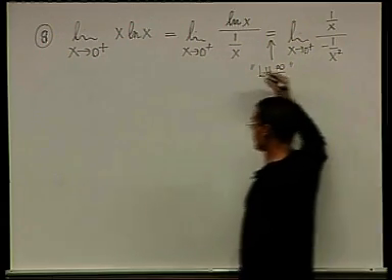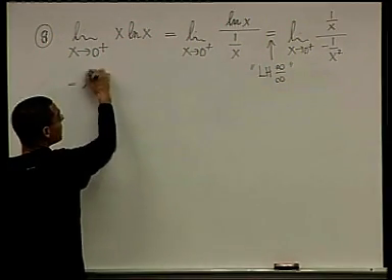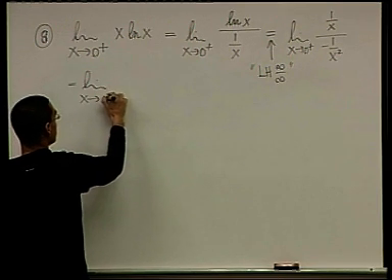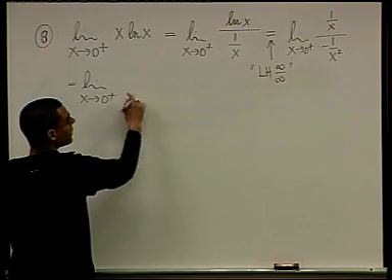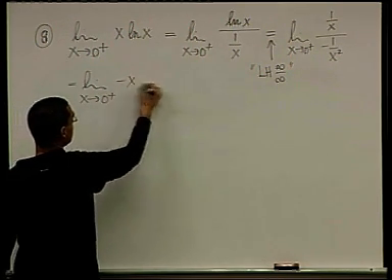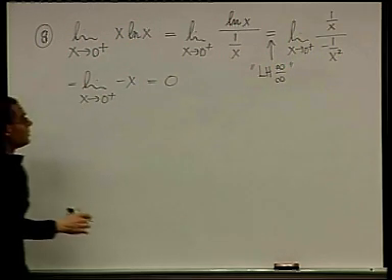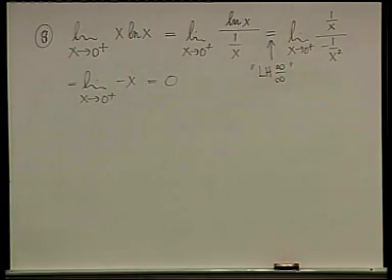I can cancel things out here, so I get the limit as x goes to 0 plus of what? Minus x, so the limit is 0. Do you agree? Everybody? Okay, so very standard.